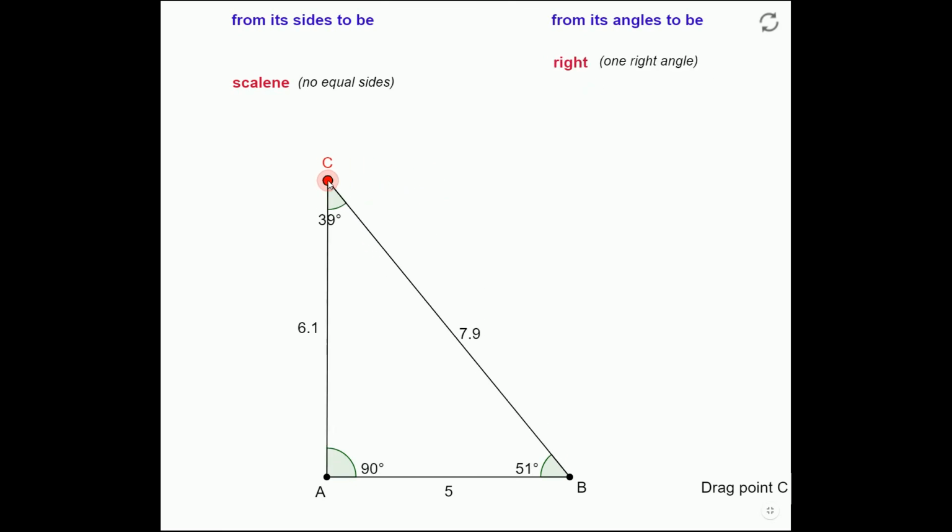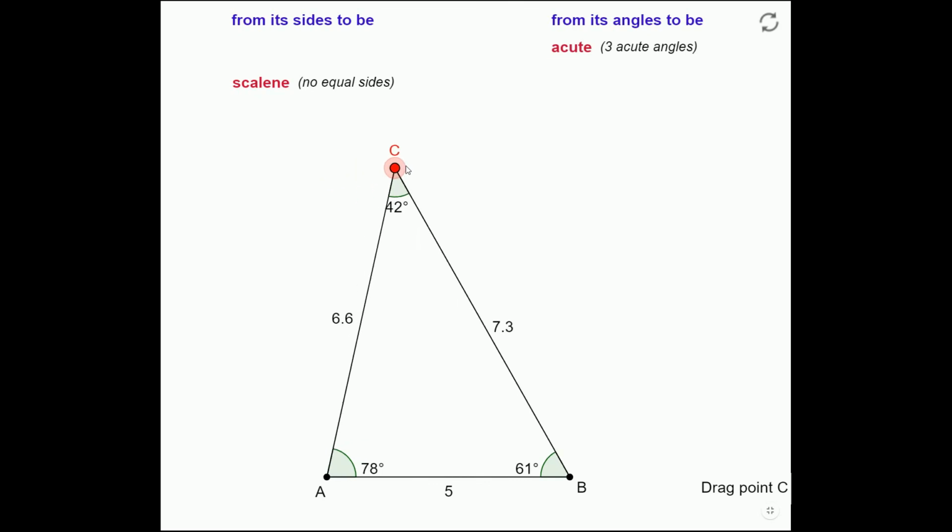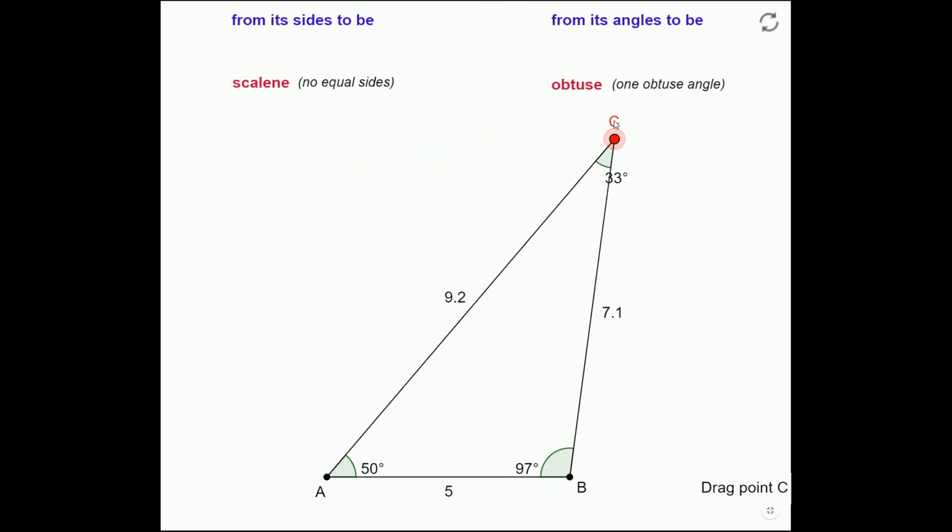Same here. It's a right triangle at A. CB is the hypotenuse, of course. And be careful, when the three sides have different lengths, it's a scalene triangle.